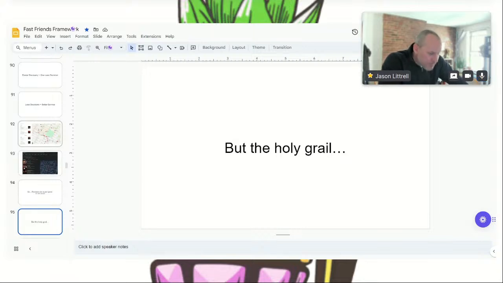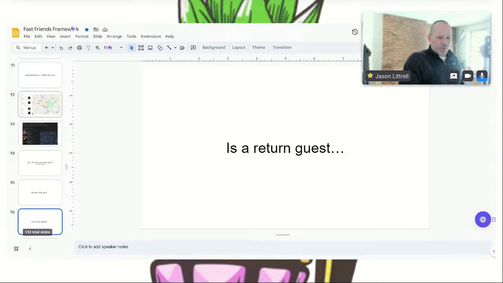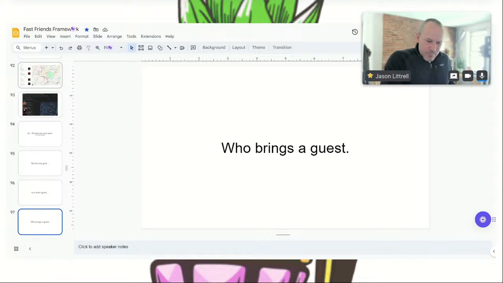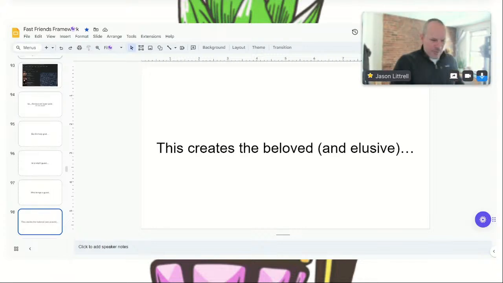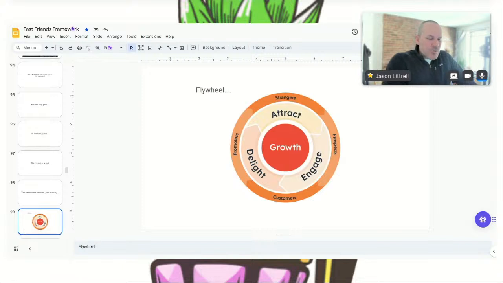So the holy grail, getting back to the Fast Friends framework, the holy grail of this whole thing is to get a return guest, to get somebody to come back. And then we also want them to bring a guest back. So sometimes that means incentivizing, or a more passive, more organic way to do it is to just subtly nudge them into like, hey, we hope to see you again next time, and we'll buy you a drink if you bring a friend, something like that. I don't know. We'll talk about offers in a little bit, but this creates the beloved and elusive flywheel.